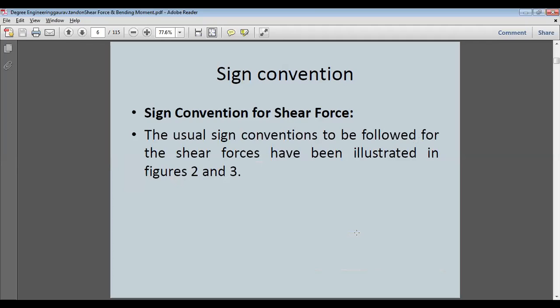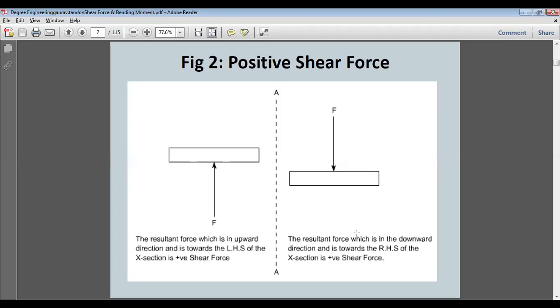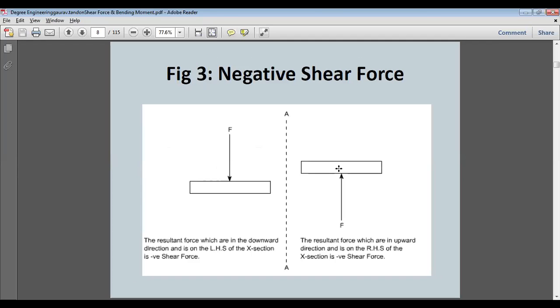Now we'll discuss the sign convention in detail. We can see here, if in the left hand section the force is vertical upwards, this is positive, and this is negative. We have to check the left portion, and if it is upwards, the shear force is positive, and if in the right section it is acting downwards, the shear force is positive. Negative is the reverse case: if in the left section it is acting downwards, it is negative, and if in the right section it is acting upwards, it is negative.